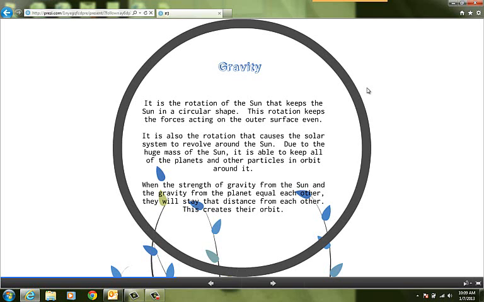Due to the huge mass of the sun, it is able to keep all of the planets and other particles in orbit around it. When the strength of gravity from the sun and the gravity from the planet equal each other, they will stay that distance from each other. This creates their orbit.